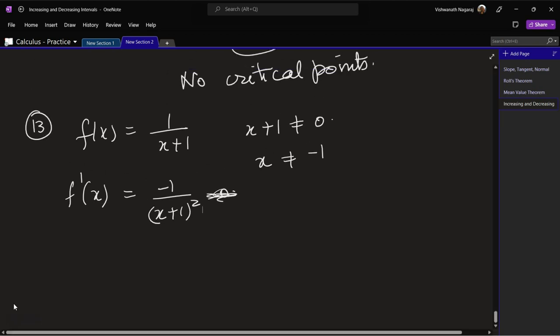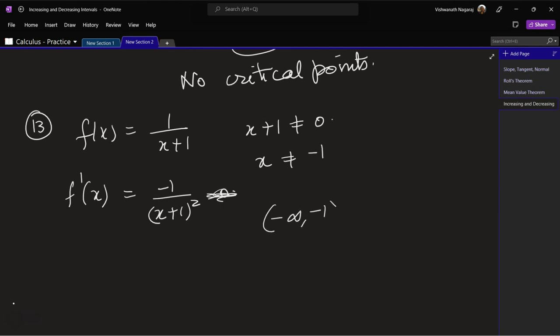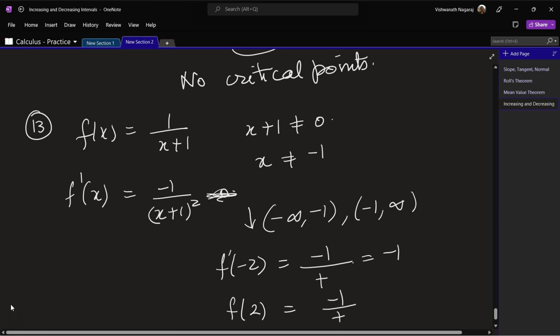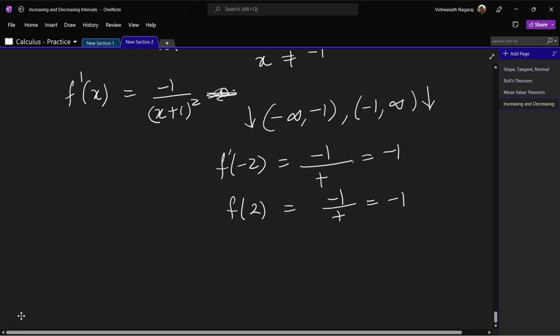So now, what are the intervals? Intervals are minus infinity to minus 1 and minus 1 to infinity, right? And what is the nature in these intervals? If we take minus 2, let's say f prime of minus 2 is equal to minus 1 by, denominator is always squared here, so this will be positive, so we have negative, so that means this is going to be descending. Okay, f prime of 2, let's say, in this case what happens? Minus 1 by, denominator is always square, so it will all be negative, so this is also descending, so throughout it will be descending.